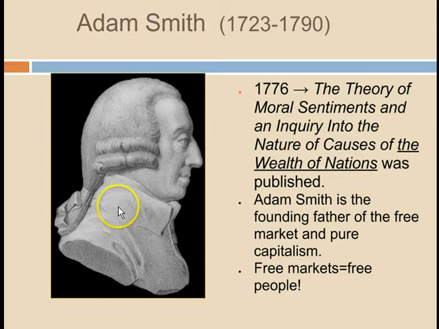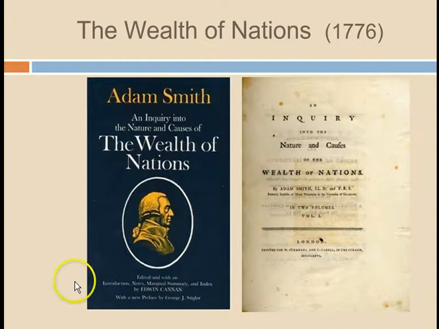Adam Smith has done a lot of work in this area. Our economy is more or less based on his ideas, and we'll talk more about his contributions in class, but we tend to see him as the founder of the free market and the pure capitalism idea, where if you allow the market to thrive, the economy will thrive along with it. Just a look at the book he wrote, Wealth of Nations, in 1776.